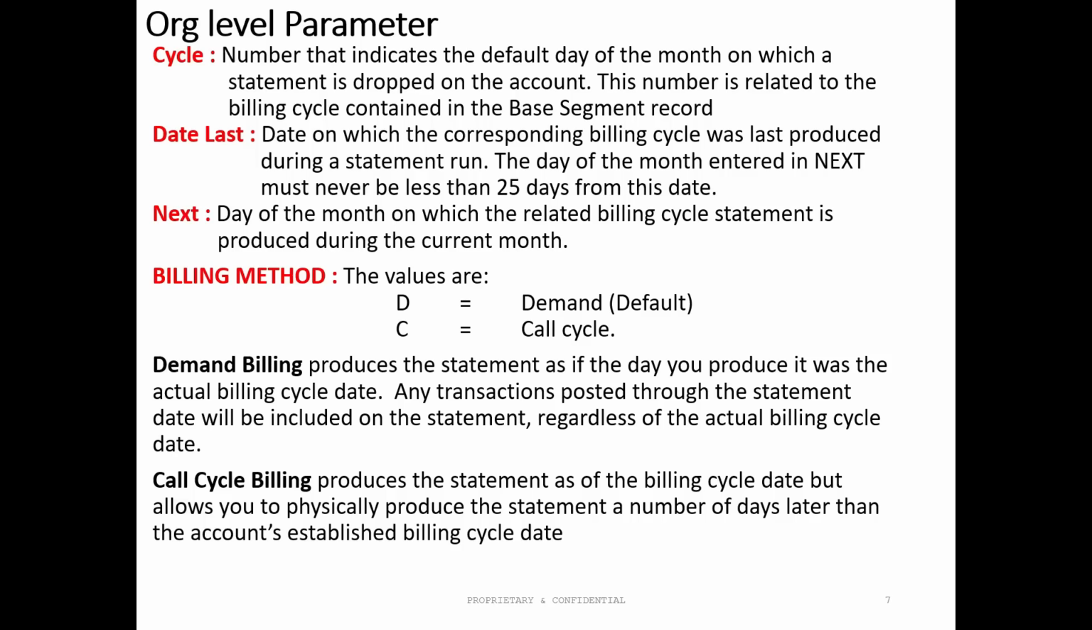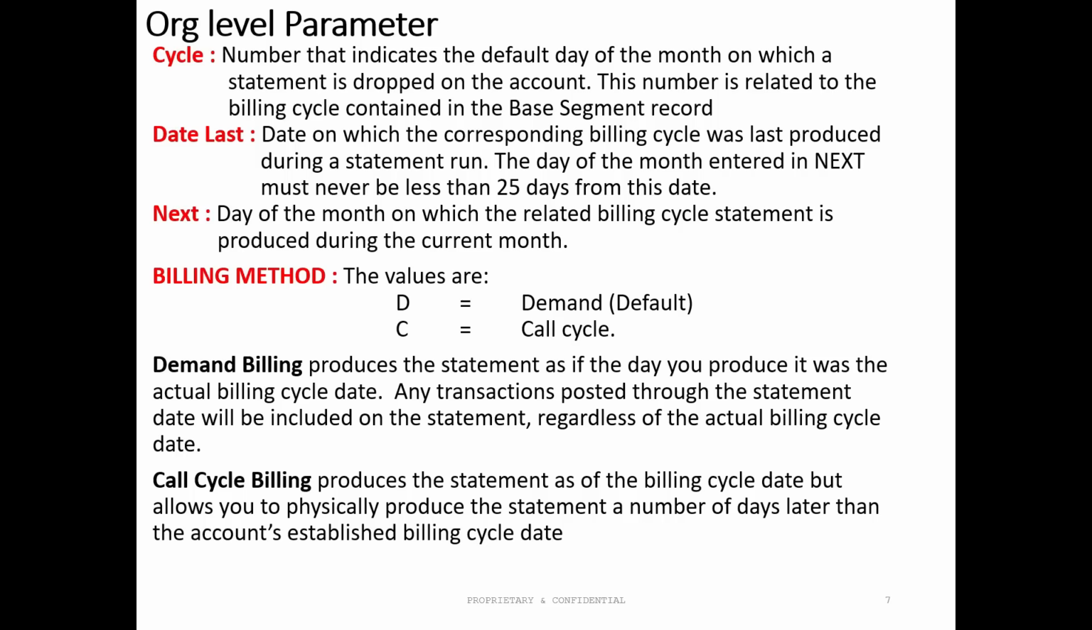Here, what are the billing methods? This is the most frequently asked question in interviews. Here we have two values: D means demand, C is for call cycle. Demand billing produces the statement as if the day you produce it was the actual billing cycle date. Any transaction posted through the statement date will be included on the statement regardless of the actual billing cycle. It means our billing cycle and statement production happen on the same day.